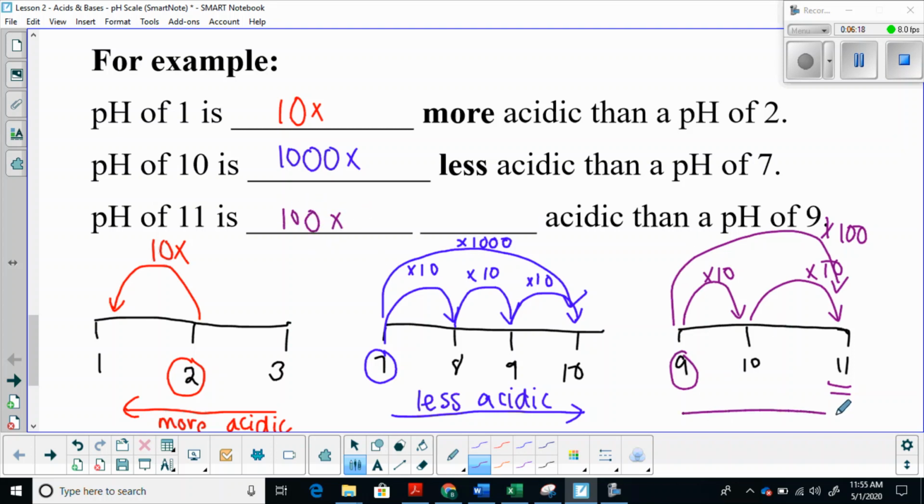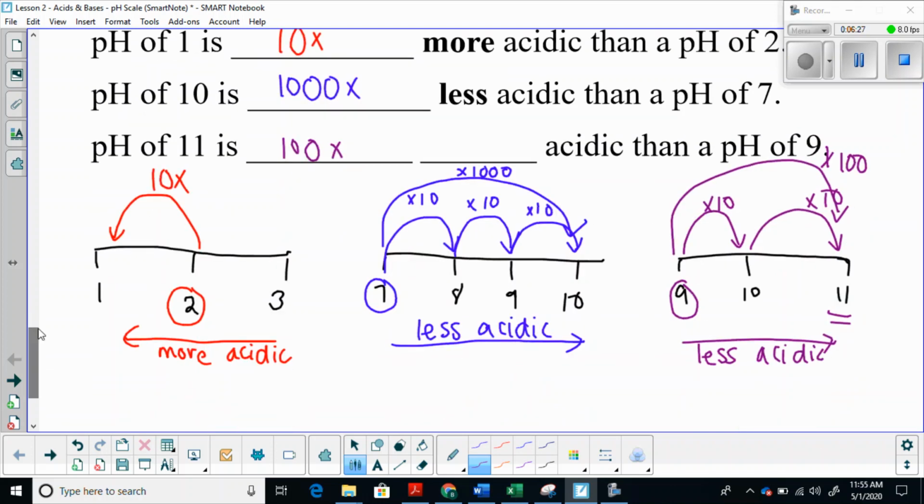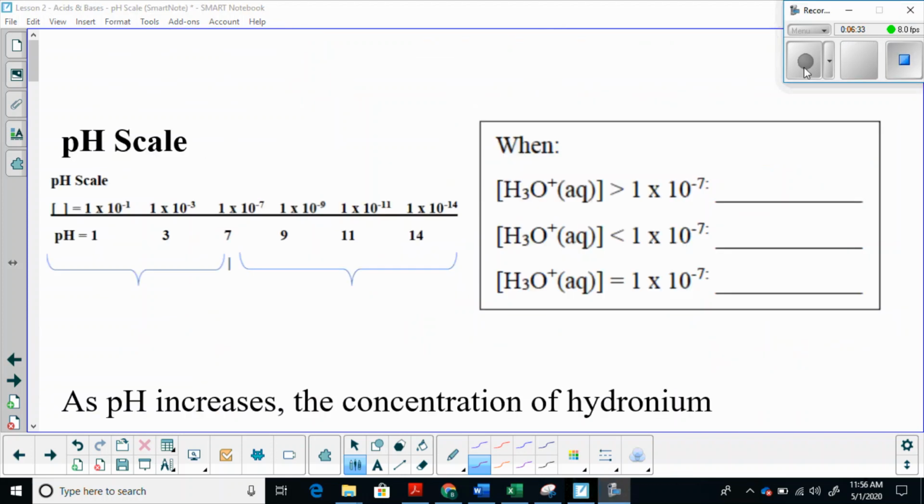Now we're approaching 14, so that's going to be less acidic. Scroll this down a bit. So the word here, less acidic. Okay, so now here I have a pH scale, and now I've introduced hydronium concentration up here. So this is the concentration of hydronium. We'll write that in here, H3O+.